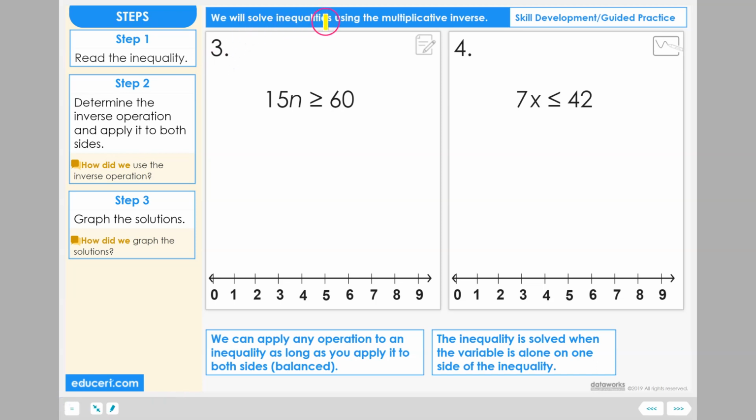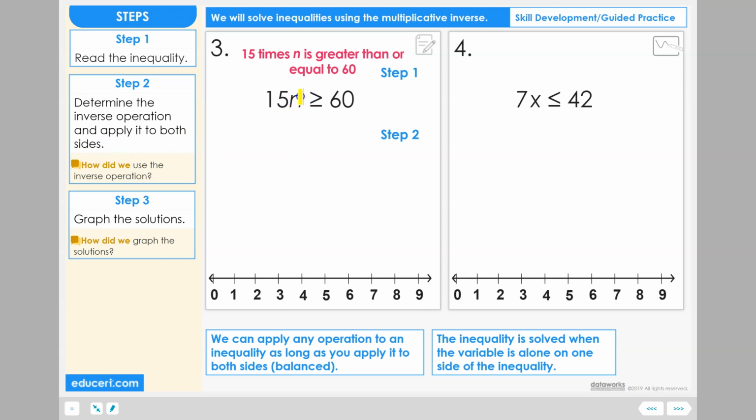Let's solve inequalities using the multiplicative inverse, starting with problem number 3. Step 1. Read the inequality. 15 times n is greater than or equal to 60. Step 2. Determine the inverse operation and apply it to both sides.